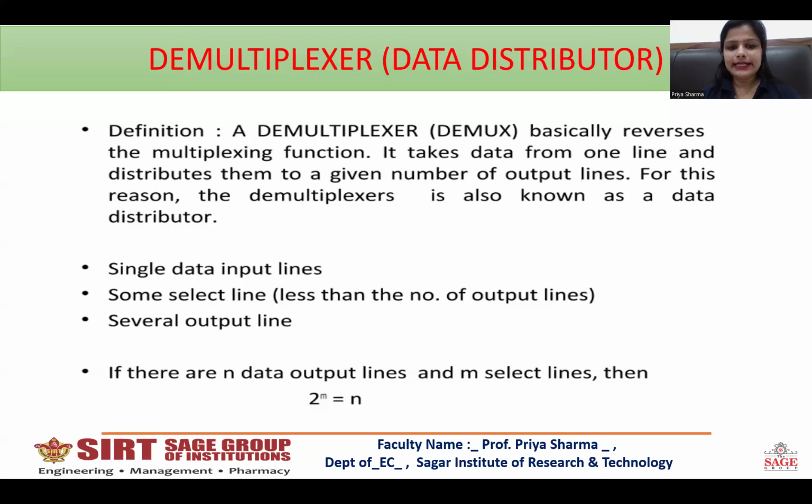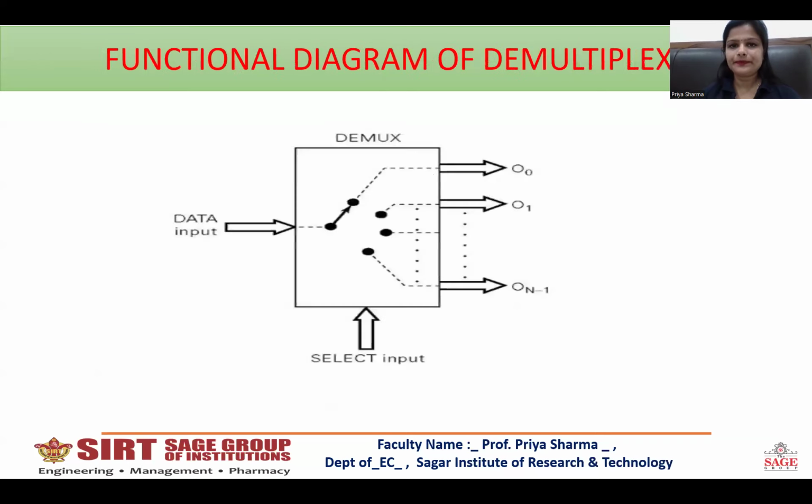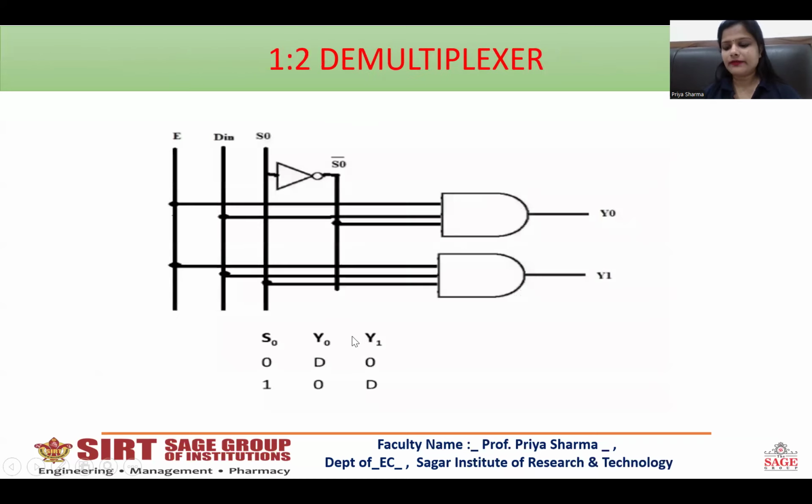It has a single data input line, some selection lines, and several output lines. Again, if there are n output lines and m selection lines, then it can be written as 2 to the power m is equal to n. Likewise, we have seen the functional diagram of a multiplexer. The functional diagram of a demultiplexer is the same. There is one data input and it is being distributed to all the data outputs, and we have the selection lines. As we have 2 cross 1, 4 cross 1, 8 cross 1 muxes, similarly we have 1 cross 2, 1 cross 4 and 1 cross 8 demultiplexers, and so on.